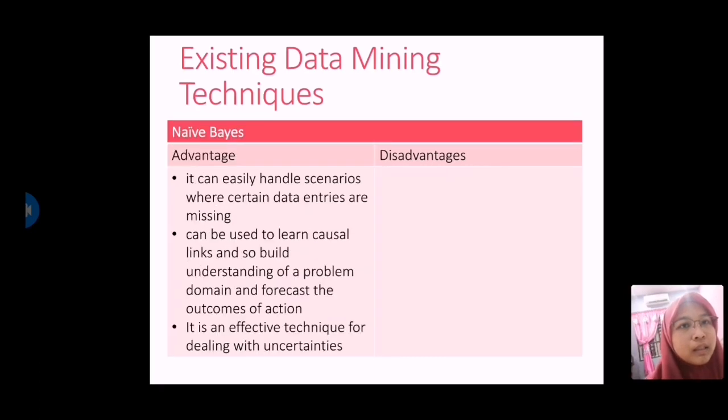Next method is naive Bayes. For naive Bayes, there are three advantages. First, naive Bayes can handle scenarios where there are some data missing during data processing. Then, it can also build a causal link to understand the problem domain and forecast outcome actions for the dataset. So it is suitable for student performance, because student performance analysis and prediction are more about forecasting data problems. Another one, naive Bayes is an effective technique when dealing with uncertainty in the dataset.